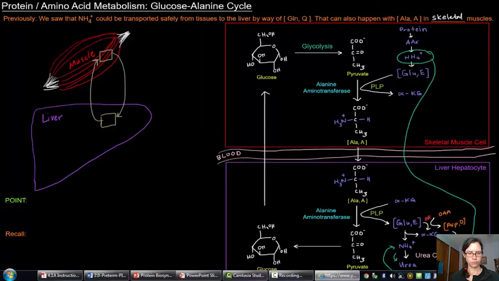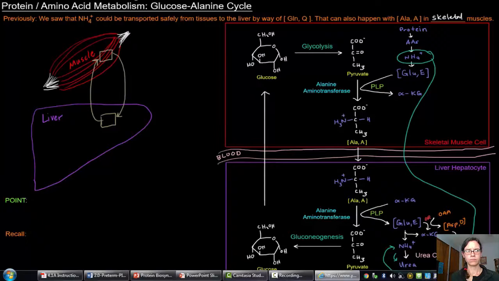Now, the whole situation that we're talking about is the glucose-alanine cycle, but I haven't actually talked about a cycle quite yet. I haven't finished it. I've just talked about it one way, going from the skeletal muscle to the liver. Once this pyruvate is produced in the liver, it can undergo gluconeogenesis to produce glucose, which can be sent back to the skeletal muscle via the blood, right? So that glucose can be broken down for energy in the skeletal muscle cell.